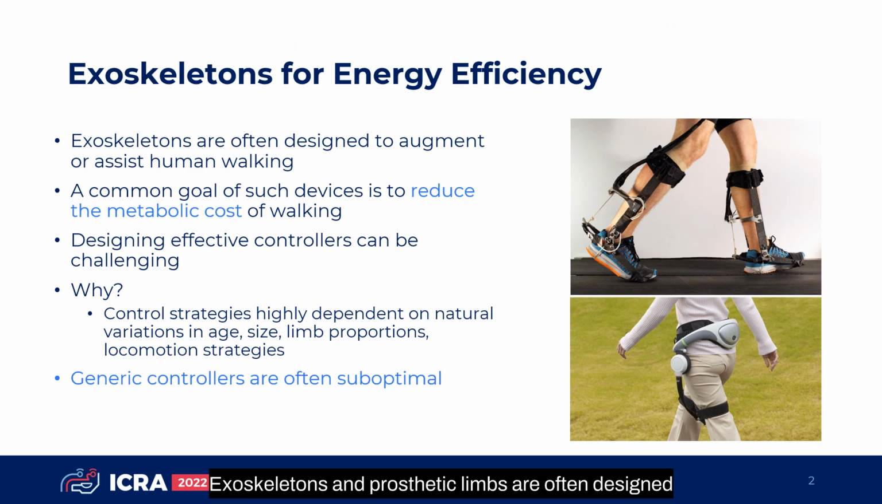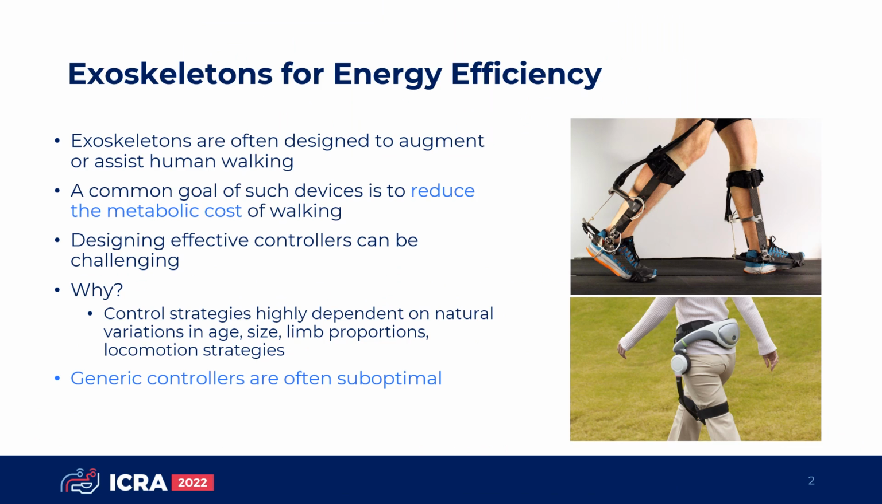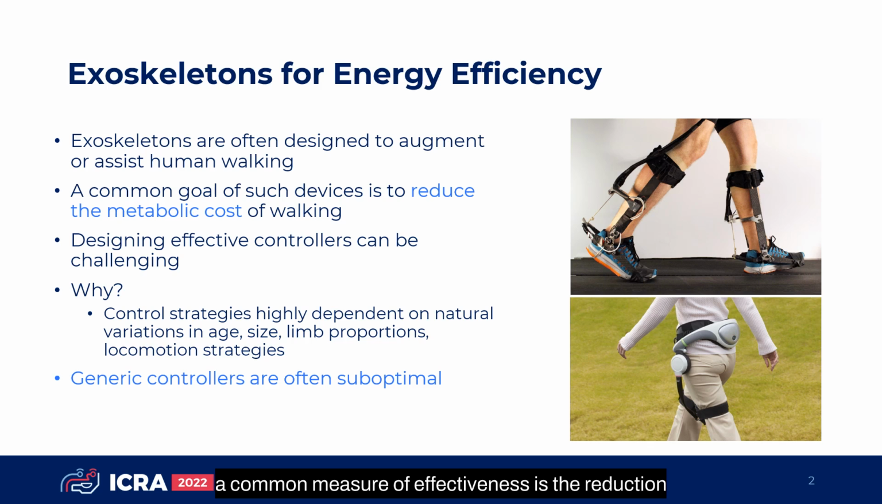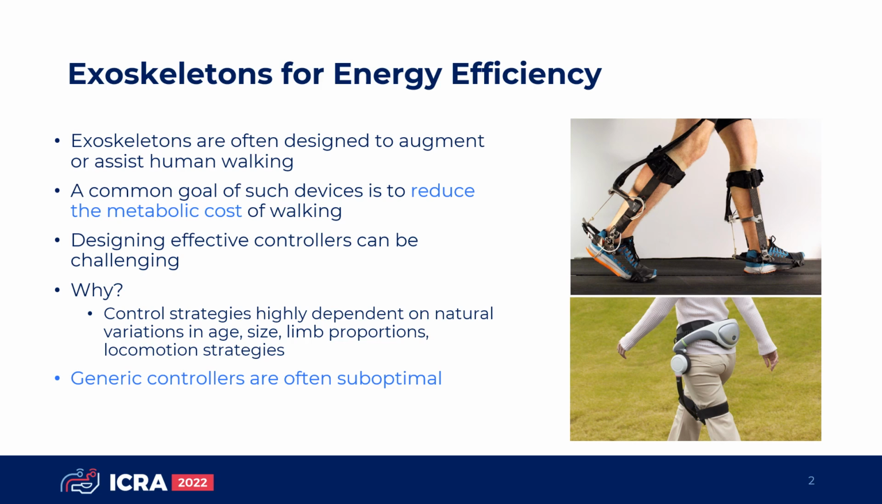Exoskeletons and prosthetic limbs are often designed with the intent to augment or assist human locomotion. For devices like these, a common measure of effectiveness is the reduction of metabolic cost offered by the device, which quantifies how much it improves the energy efficiency of gait, if at all.